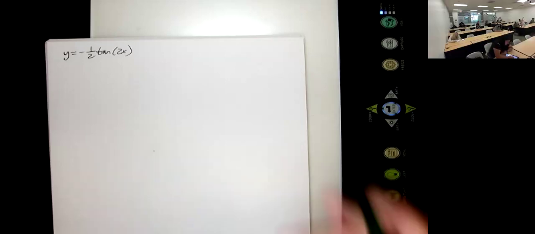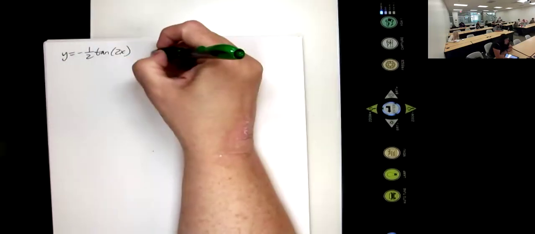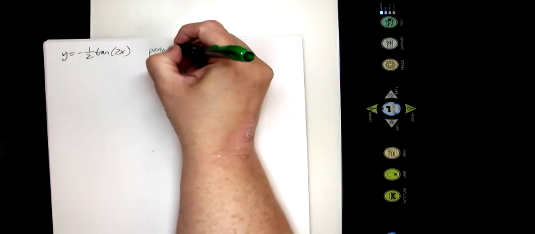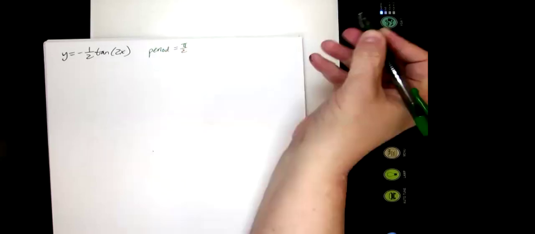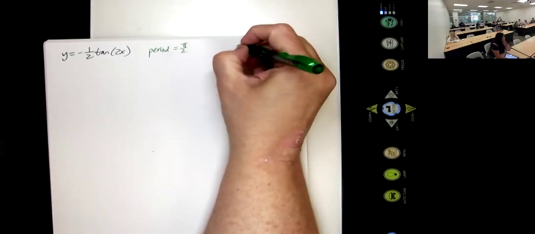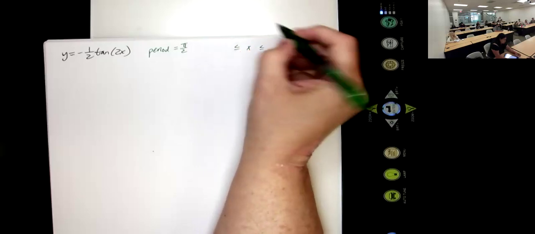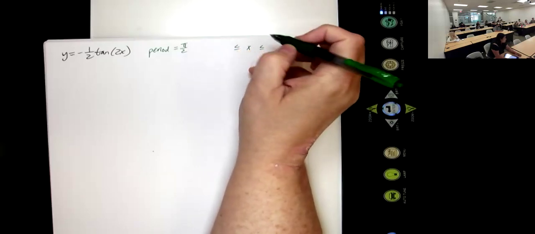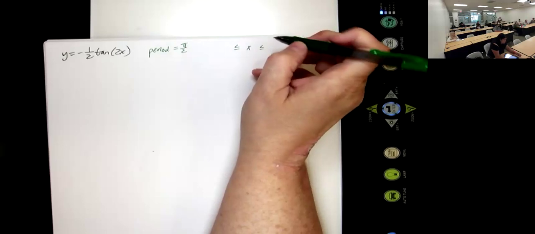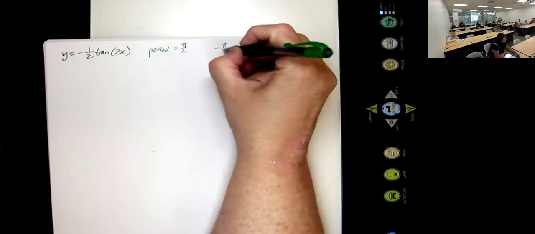So what's my period? Pi over 2. And what does my range here end up being? Say that again? Sorry, negative pi over 4 to pi over 4. There we go.